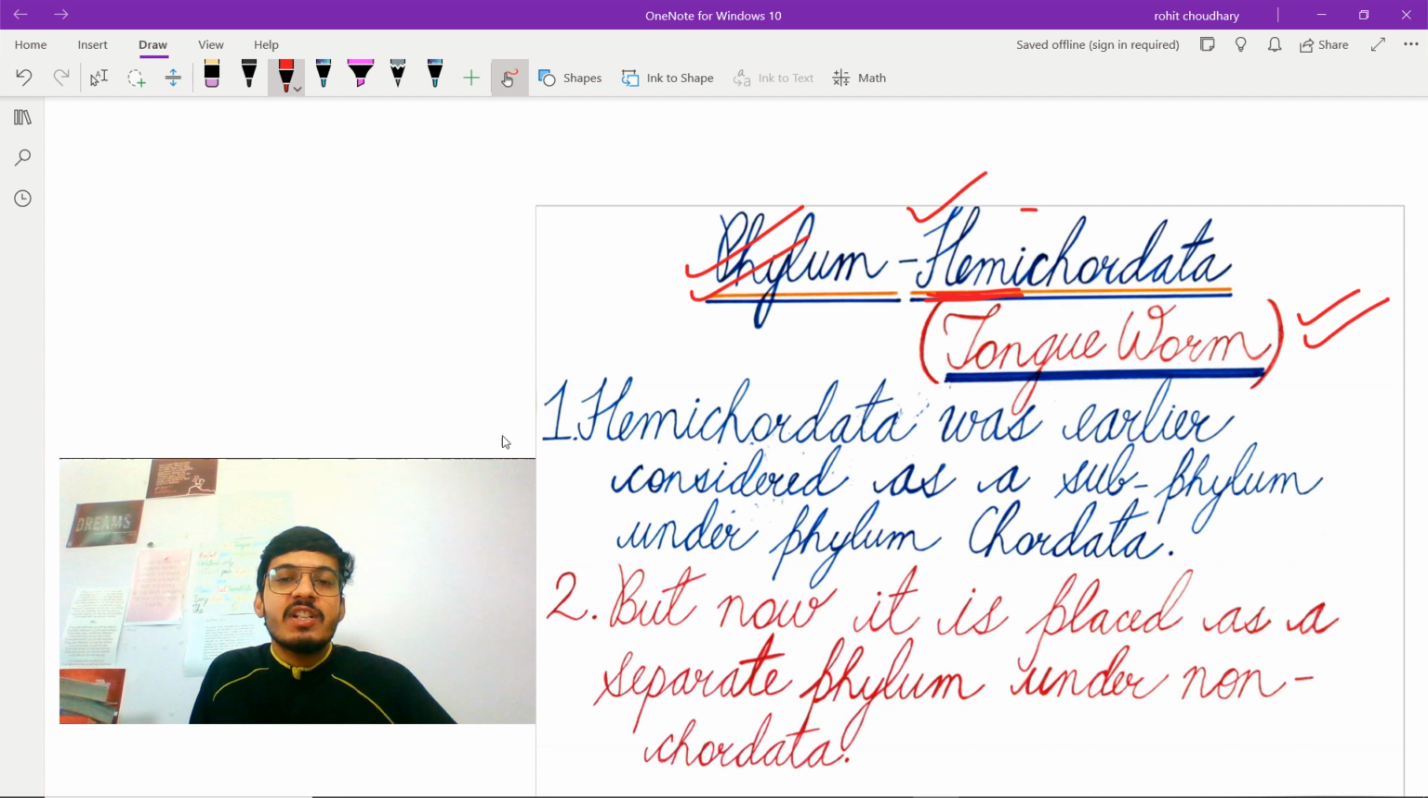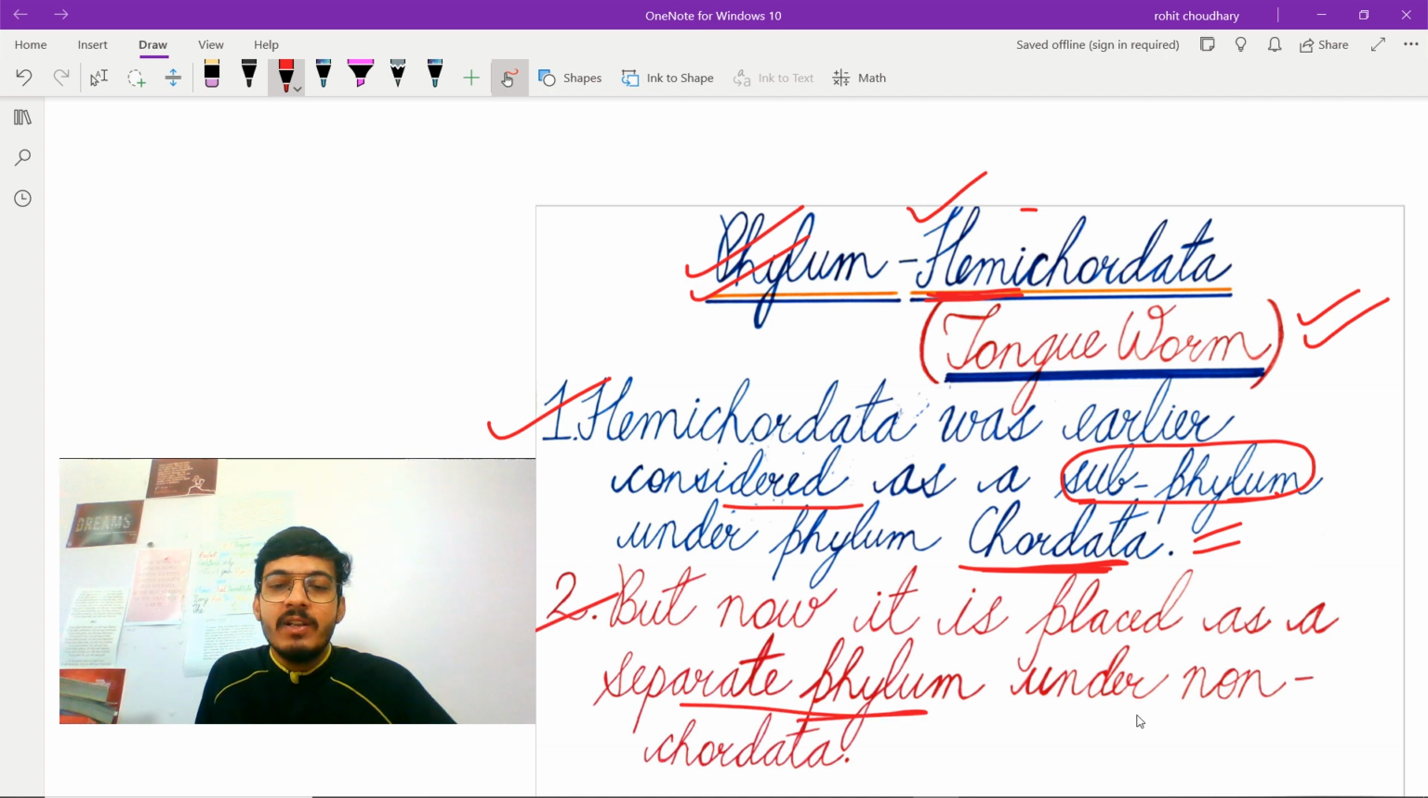The first feature under phylum Hemichordata is that Hemichordata was earlier considered as a subphylum under phylum Chordata, but now it is placed as a separate phylum under non-chordata, as it shows a connecting link between non-chordates and chordates.